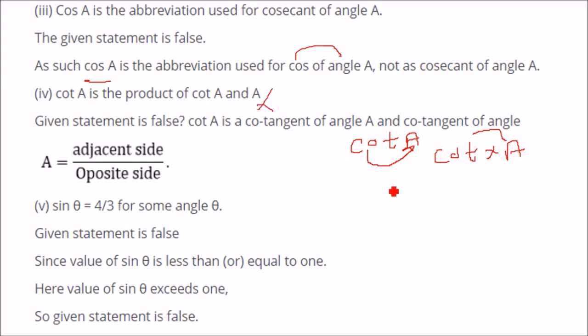Now 4 by 3. See, as I told you just now, sin theta and cos theta vary between -1 and 1, inclusive. So 4 by 3 is greater than 1. Sin theta cannot be greater than 1. But it is given as 4 by 3, which is greater than 1, so this statement is also false.